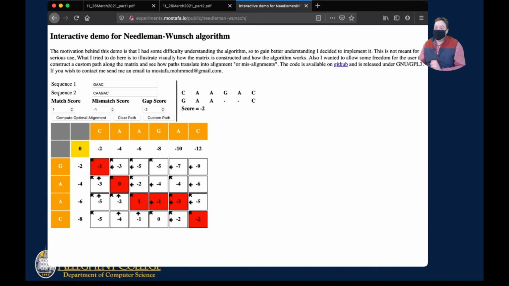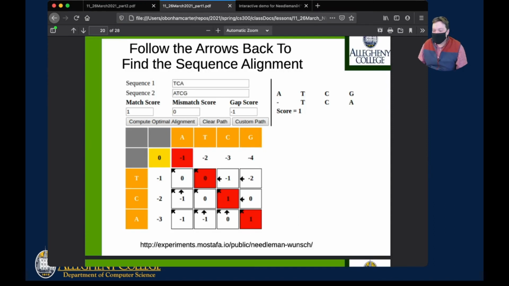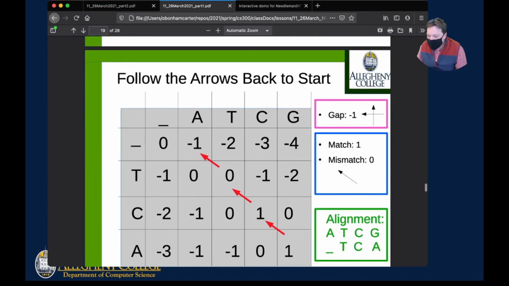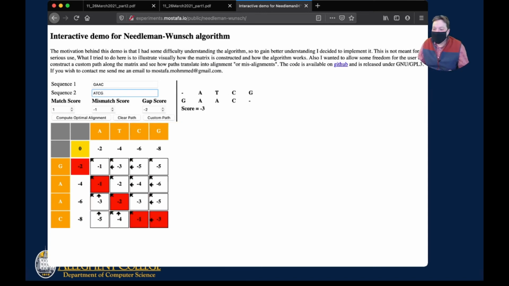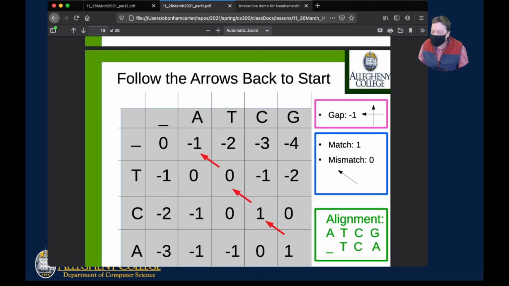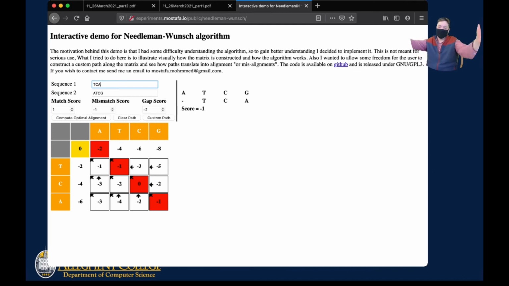Let's put in the sequences that we were just working with. Let's go ahead and put the sequence in. So the sequence was ATCG. That was the first one. What was the other one? TCA. And so this should be the correct score. So let's see. Did I get this right? Am I putting the right numbers in?